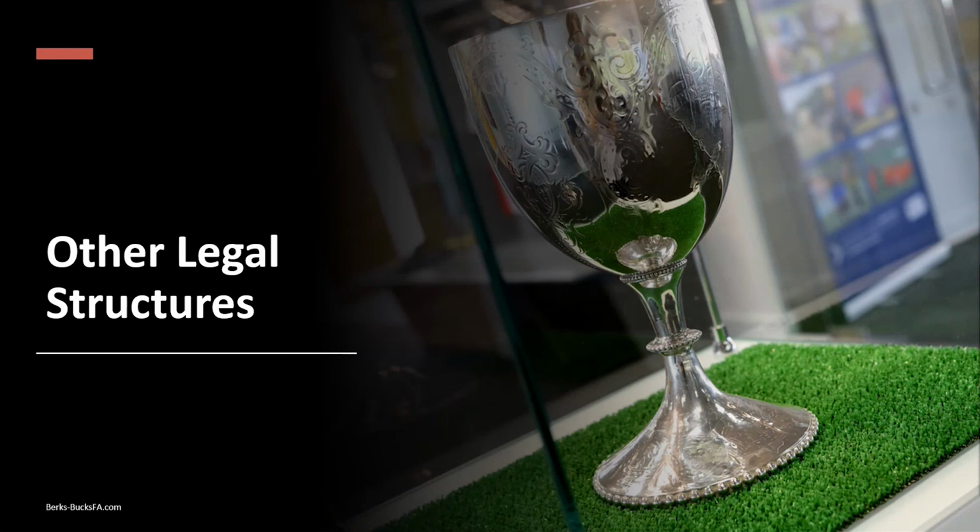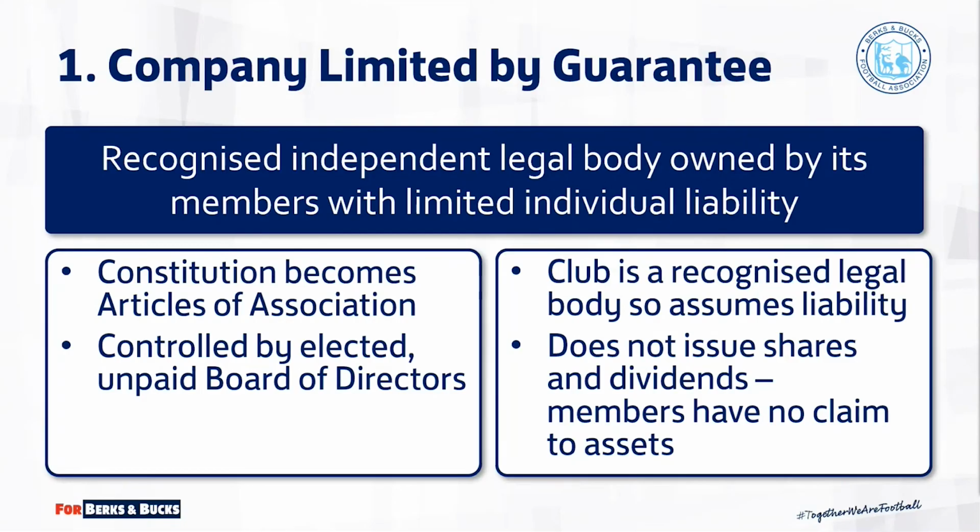So that pretty much covers unincorporated associations and, as I said, the basic level of governance that we hope and expect from our clubs here in Berks and Bucks. I will now go on to just look at other legal structures that are available should you feel that you are in a position where an unincorporated association model is no longer right or relevant for your club. So the first is a company limited by guarantee.